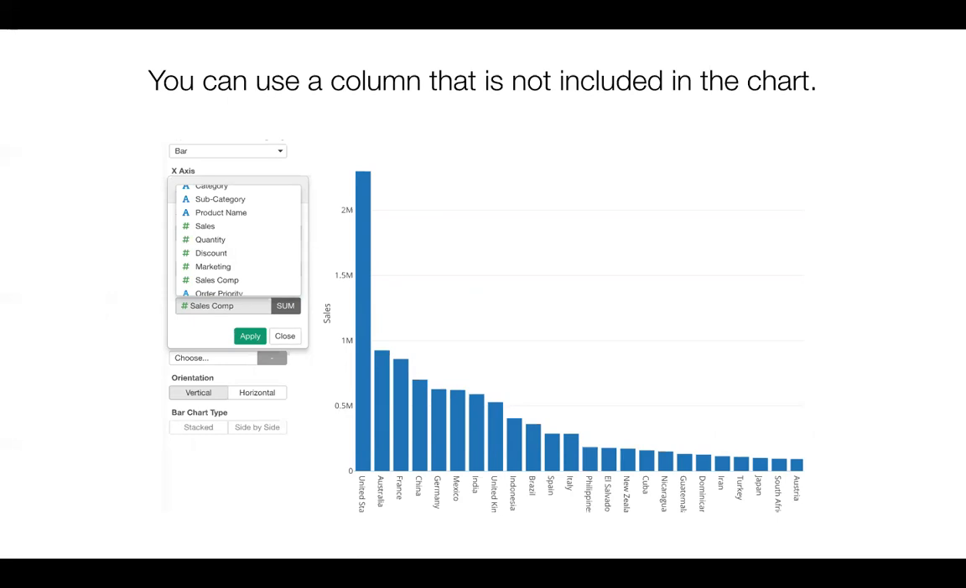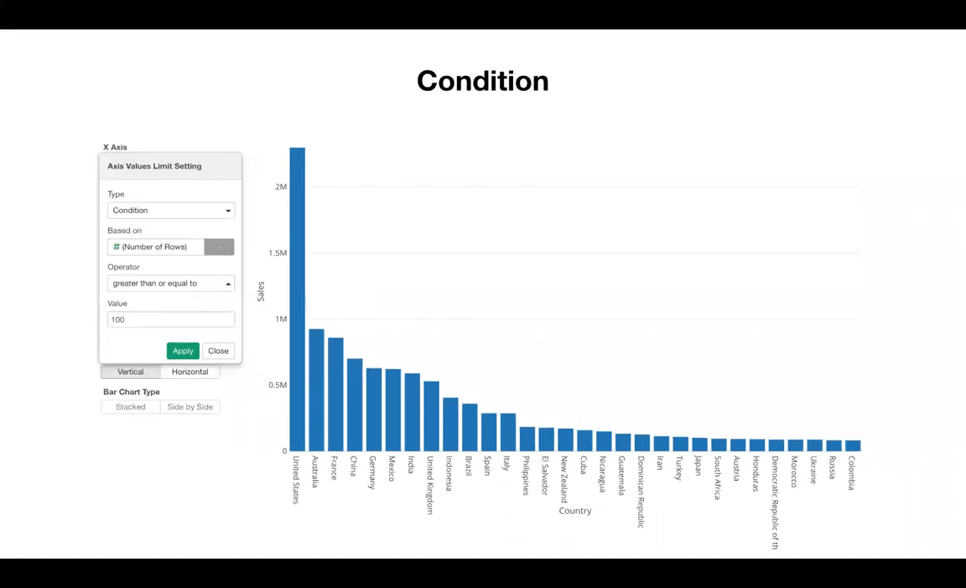Let's say you're showing the sum of the sales, but you want to use different variables. Let's say sales compensations or number of rows, or the number of customers, and then you can show that result in the chart. So this is very powerful.